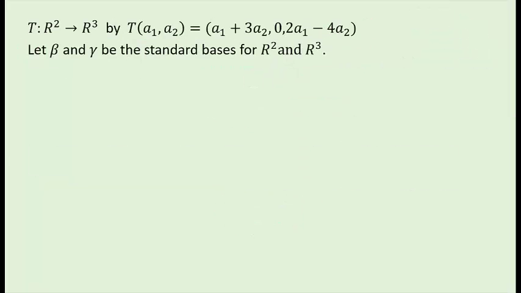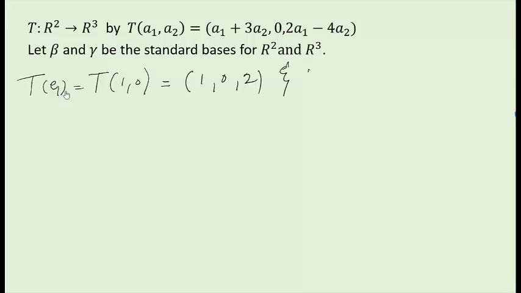Here is a linear transformation from R2 to R3 given. Let beta and gamma be the standard bases for R2 and R3. So the first thing we do is find out what the transformation does to the basis of R2. So I want to find T of e1, which is T of the vector (1, 0), and plugging 1 in for a1 and 0 for a2, we get the vector (1, 0, 2).